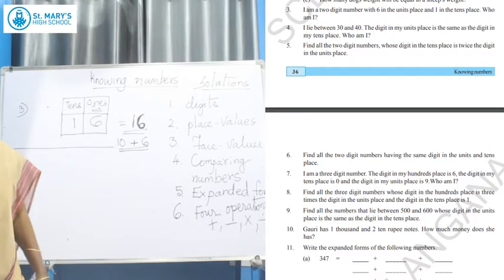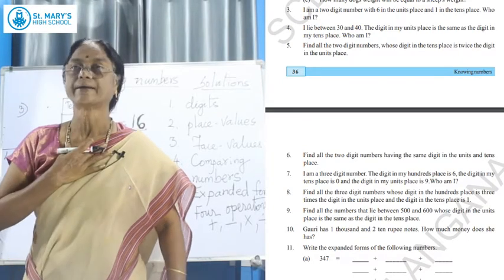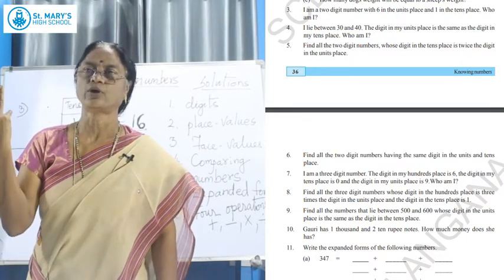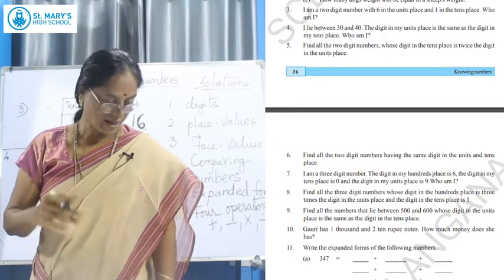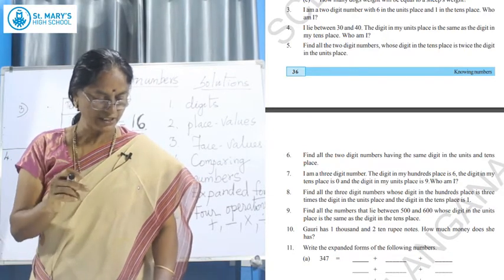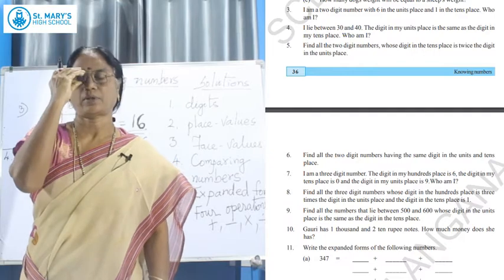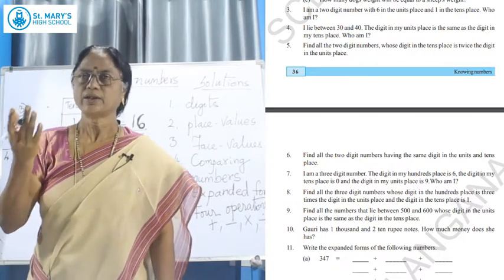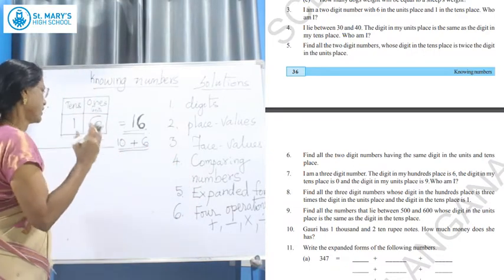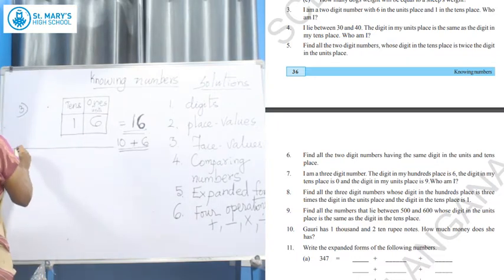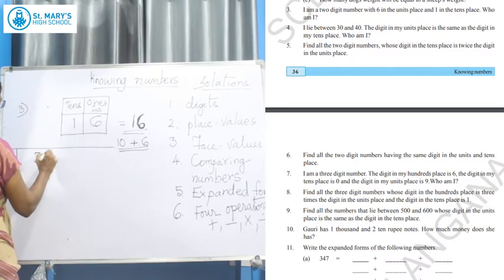What is the question? Read the question. I. Who is that I? Unknown number. We don't know that number. I lie between 30 and 40. So what is the solution here? You should know what are the numbers that come between 30 and 40. Shall I write 30? Will you tell me?